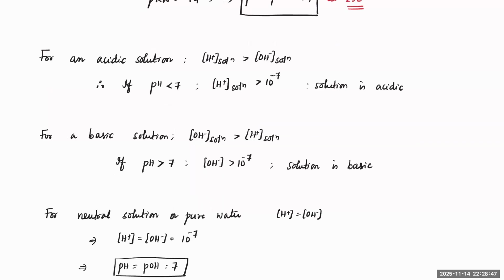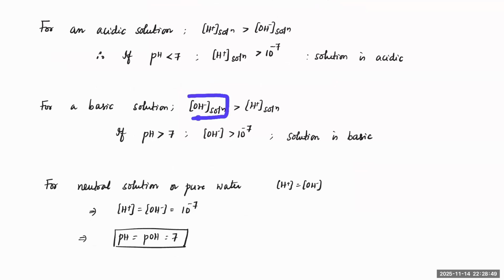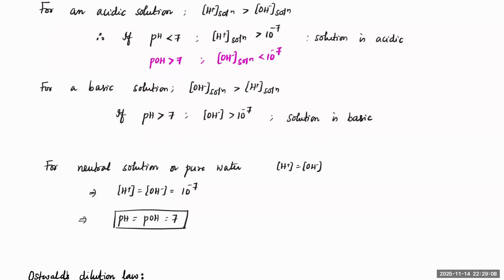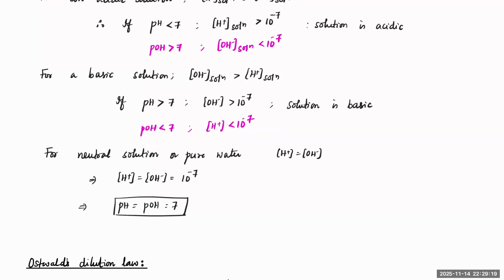Similarly, if the OH minus concentration is greater than H plus concentration, then the pH has to be greater than 7. Here, let me write down pOH also for your reference. pOH has to be less than 7, and the H plus concentration of the solution should be less than 10 raised to power of minus 7. Then we say the solution is basic.